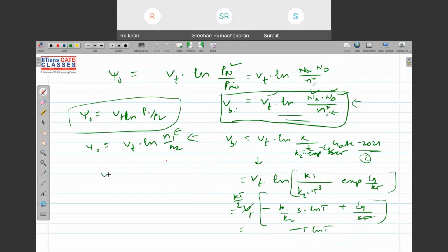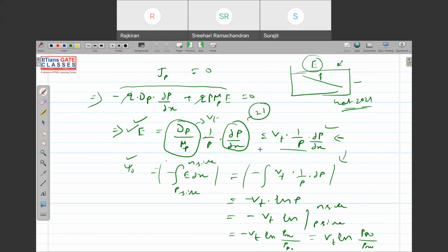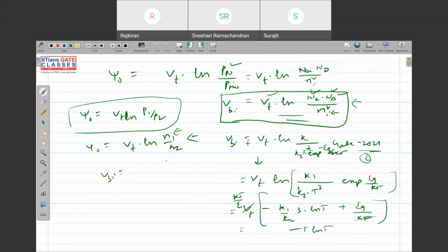But I'll just give you a formula: VBI equals VT ln of NA ND by ni squared, and the electric field like this. If I give formulas like when I attended coaching classes, they give the formula like this. Then you don't have any intuition.